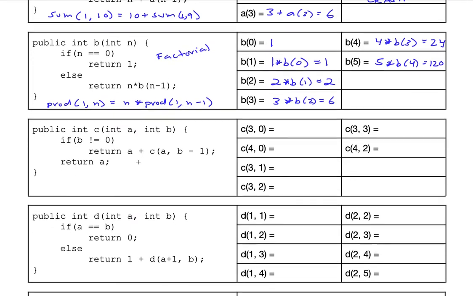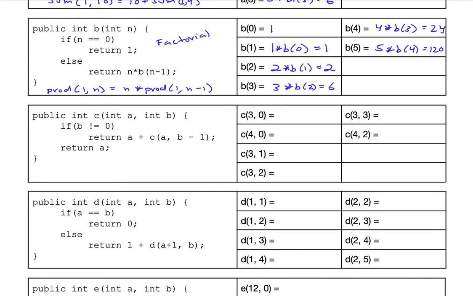For the C function, let's see if we can evaluate this. It says what's C of 3, 0, so we've got two inputs. A is 3, B is 0. Because B is 0, it does not do the if case. Instead, it just returns A, and A's value is 3. The same thing happens for C of 4, 0, because B is still 0. So it's going to return 4.